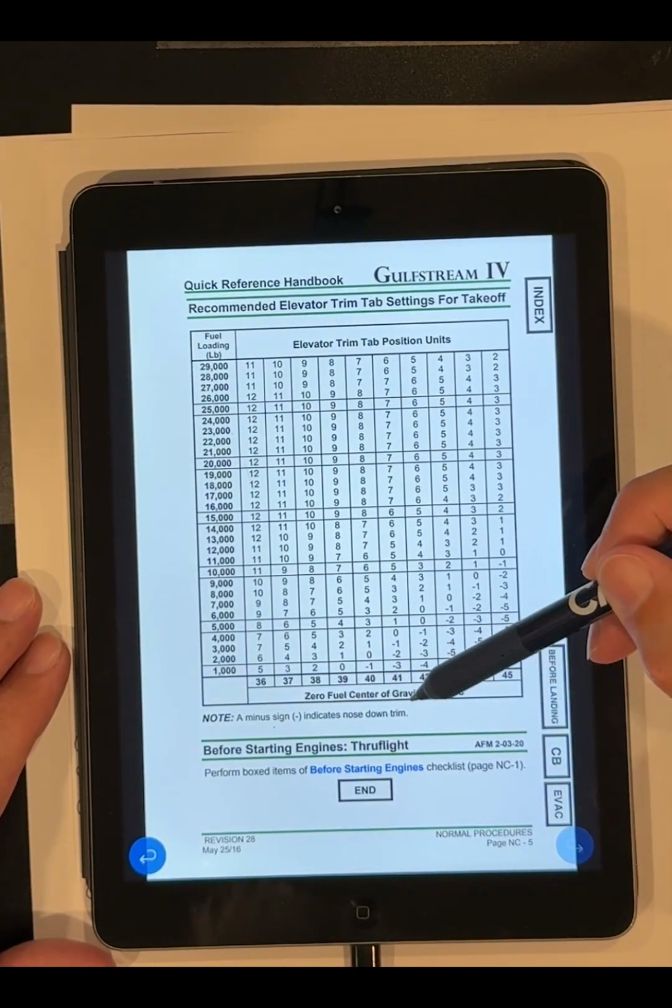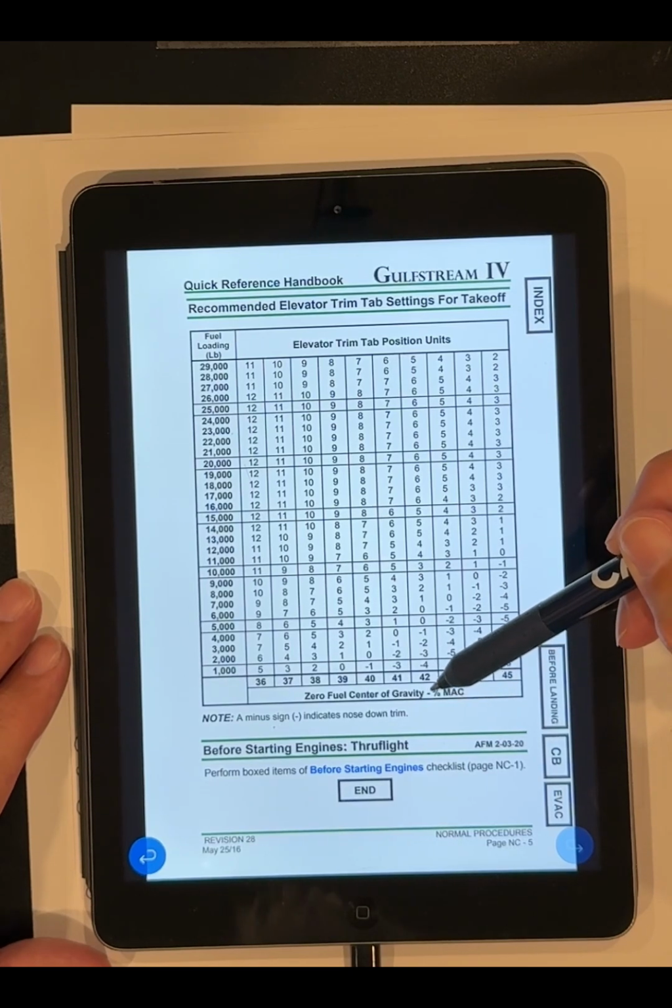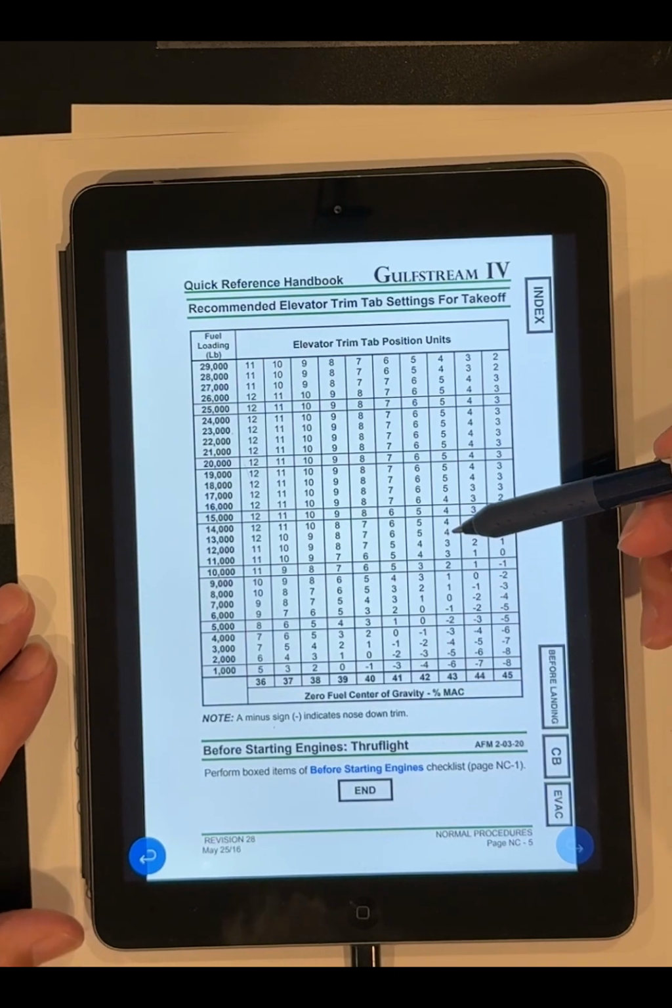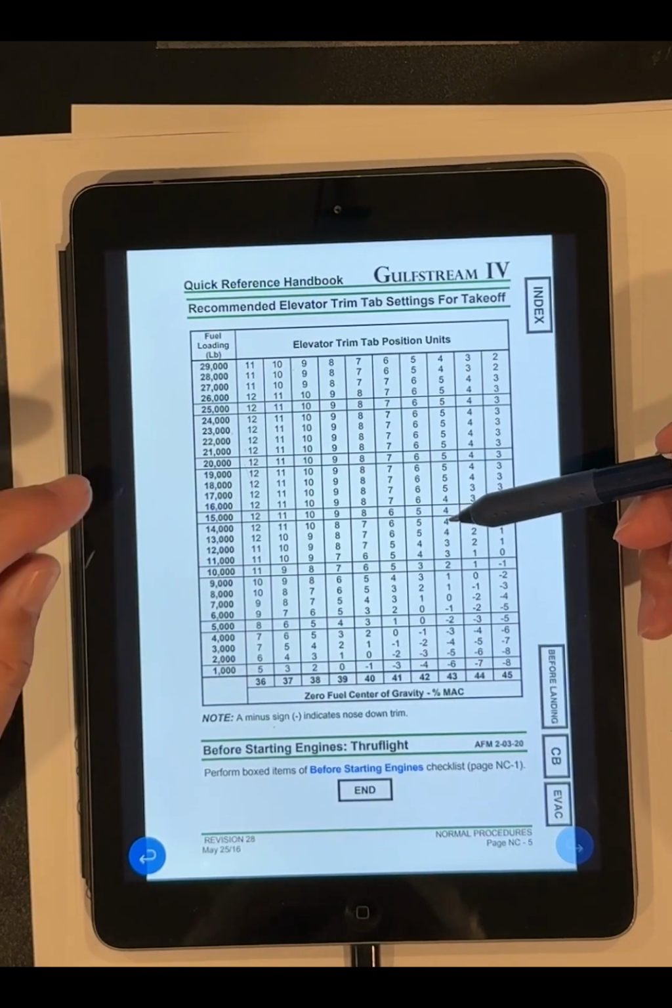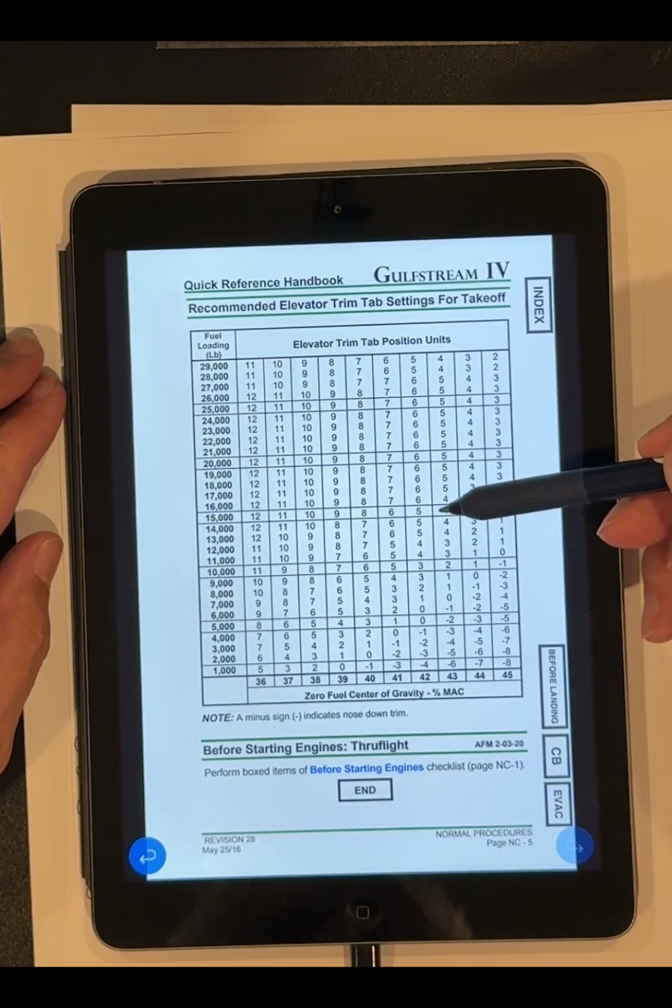And this is our elevator trim position unit. We take the zero fuel center of gravity. So 42.7, let's round it off and call it 43, okay? There's 43. Run this up. How much fuel are we putting on board? We have 15,000 pounds, right? So our takeoff fuel from before is 15,000 pounds, and our trim unit needs to be set to 4 units.